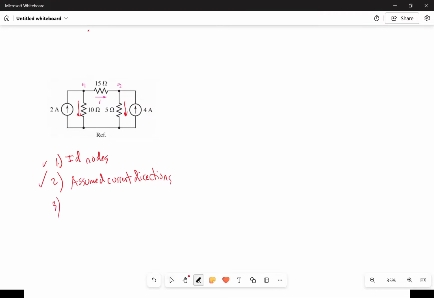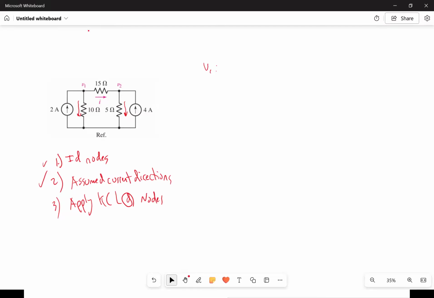Step 3, apply KCL at nodes. So we're going to do the V1 node. We can start with V2, but we'll just go with V1. This is the way that I like to do it. I think it's a little more efficient. It's slightly different than using the sum of the currents in equals the sum of the currents out. I just basically say the sum of the currents into a node equals 0. All right, so watch how I do that.